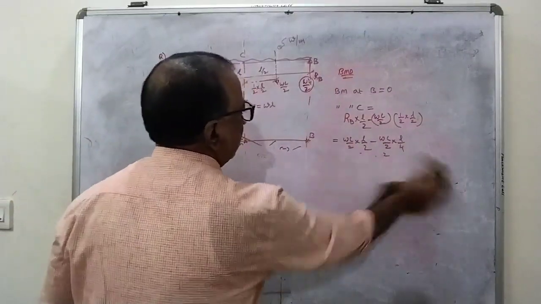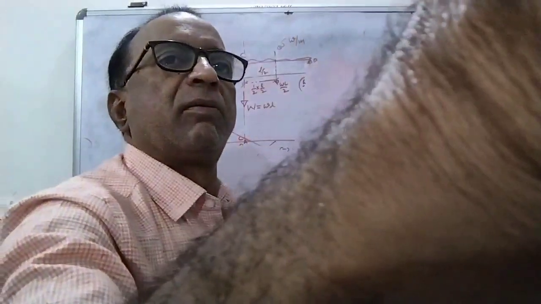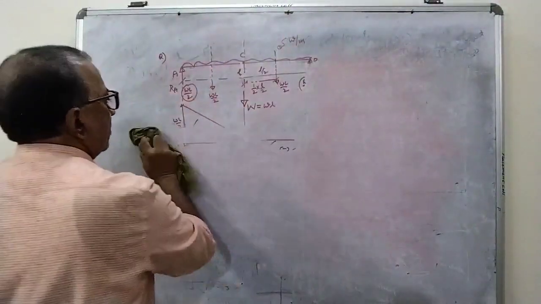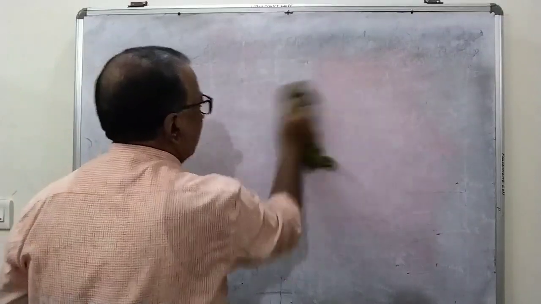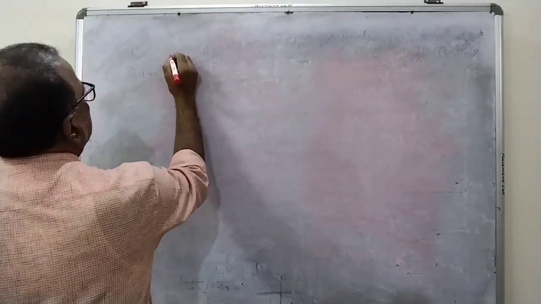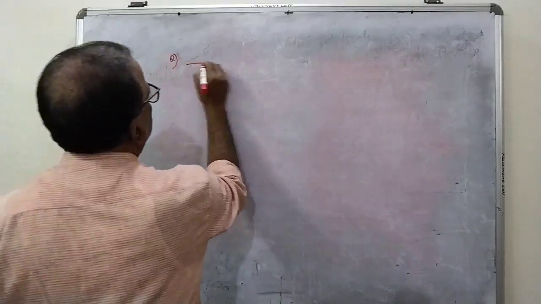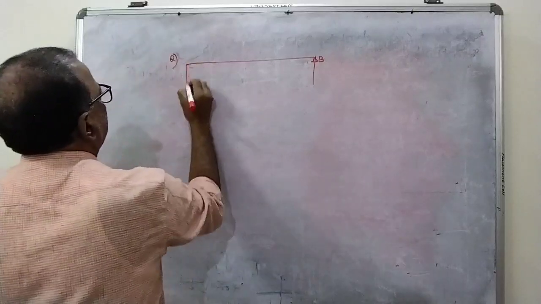So let us see the simply supported beam with partial UDL, that is, the UDL is not for the full length, only up to a certain length. Then how to draw the shear force diagram when the UDL is not for the full length.